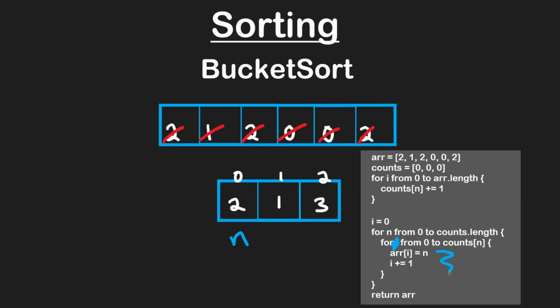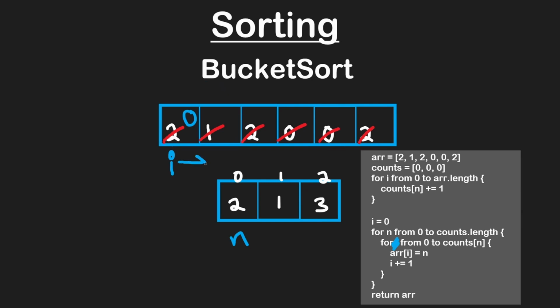Now, what exactly are we going to do? We can see we have a third pointer, i. This is important because i is going to tell us where to fill in the value. Initially, i is going to be at 0. Of course, we would want to fill in starting from the beginning. So we're going to fill this position with whatever n happens to be. We know n is the value, 0 is the value, so we're going to put 0 over here. And how many times are we going to iterate over this loop? Well, whatever counts of n is, 2 times. I hope it's starting to make sense now. We have 2 zeros, so we're going to put 2 zeros at the beginning of our array.